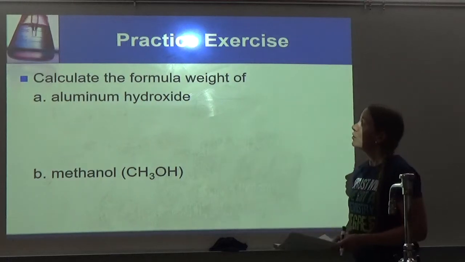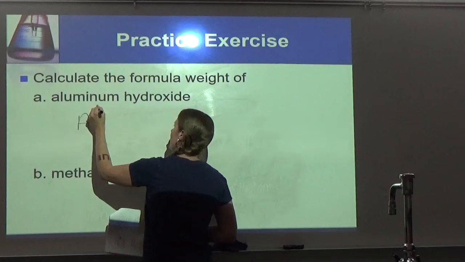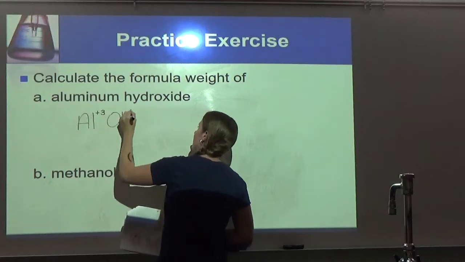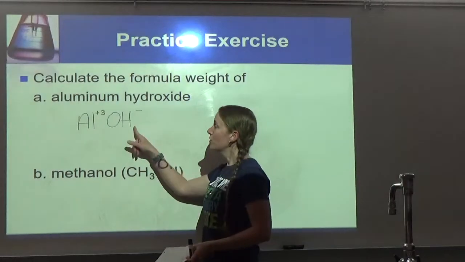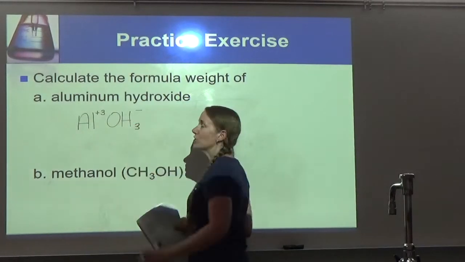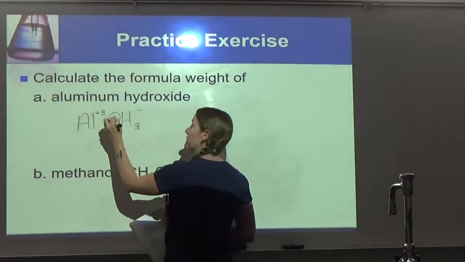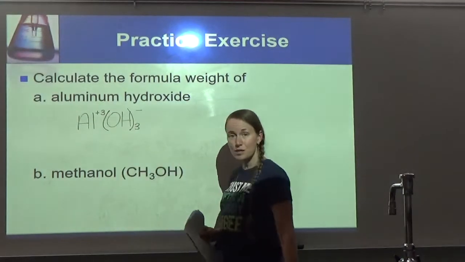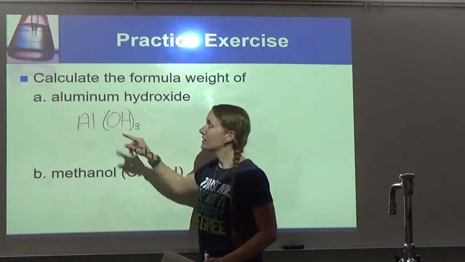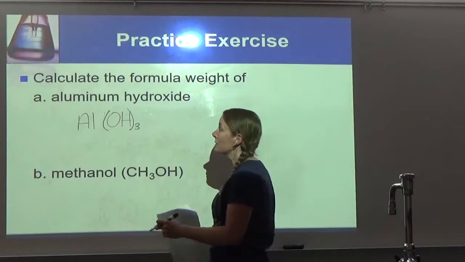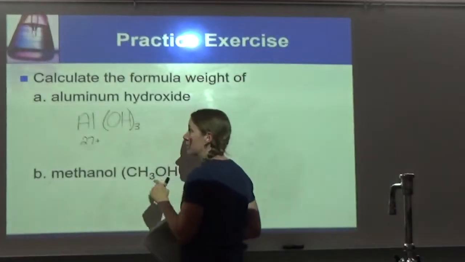So it says calculate the formula weight of aluminum hydroxide. So aluminum is Al. It has a positive 3 charge. Hydroxide is OH, and it's negative 1. Now this is where you got to be careful. We all know we need a 3 here, but a lot of you will just do that because hydroxide doesn't already have a subscript. But remember, it's still a polyatomic ion, so it still needs the parentheses. If you don't put the parentheses, you won't apply the 3 to the oxygen also, which it needs to be applied to that. All right, so aluminum is 27 AMU.